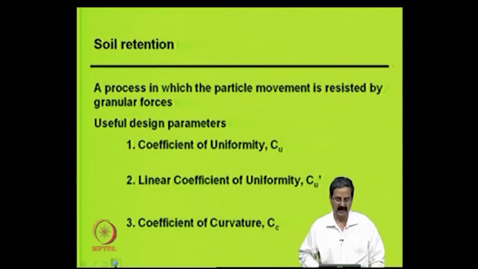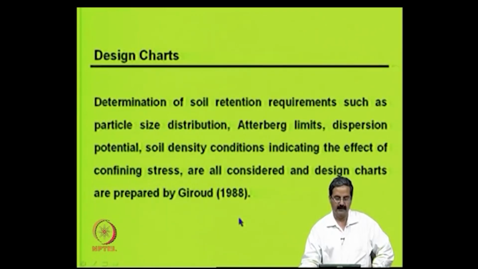So, how do you get some more information? In fact, there was one Professor Giroud who did extensive work on filter criteria. There is a lot of very interesting work, and he came out with a simple design procedure that we will discuss. And what are the design parameters? He looked at grain size distribution. Coefficient of uniformity is one thing which we normally use. Then he also defined a term called coefficient of linear uniformity, then coefficient of curvature. These are some terms that are useful, and he prepared.